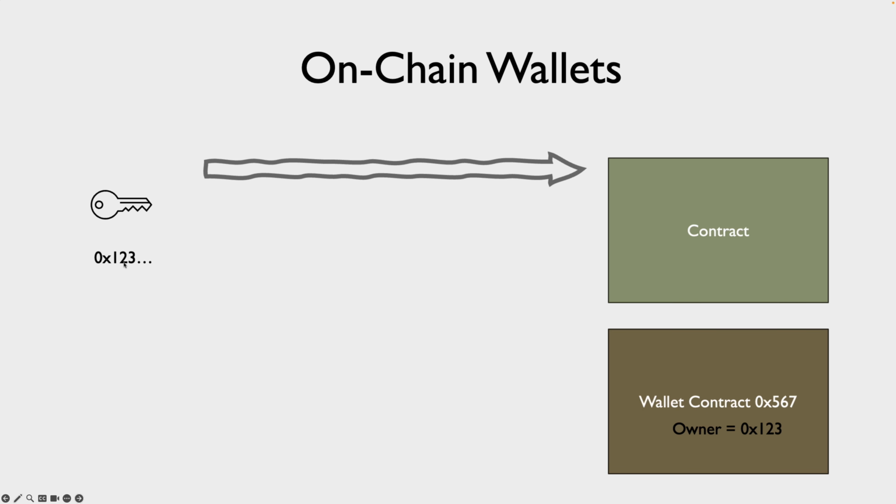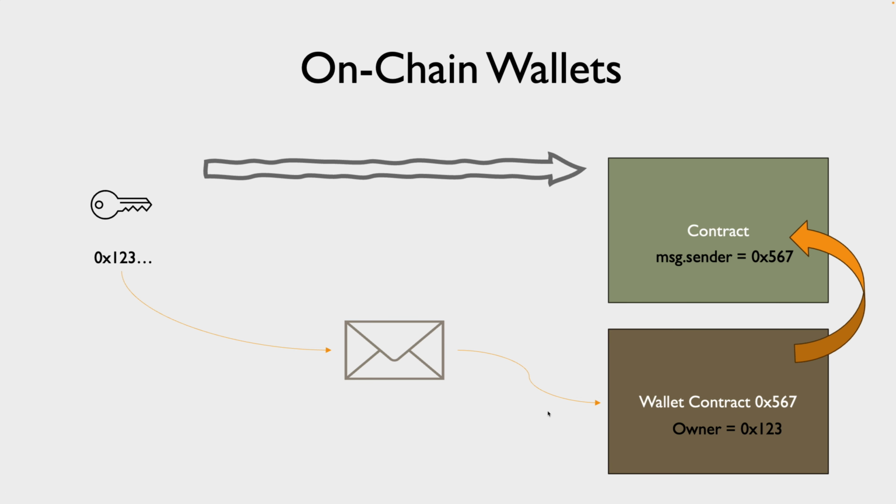So in this case, a very simple example would be, for example, I have a wallet contract and that is on the address 0x567 and it has an owner 0x123 and that is the signer over here. And when we want to do an interaction with that wallet contract, then we are not sending the transaction to the contract, we are sending the transaction to the wallet contract that tells the wallet contract to interact with that contract. And then we have a message sender. Inside that contract is the wallet contract, not the owner itself.